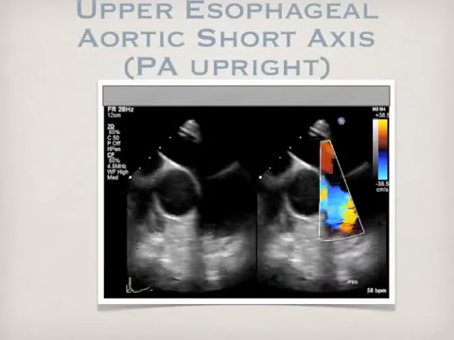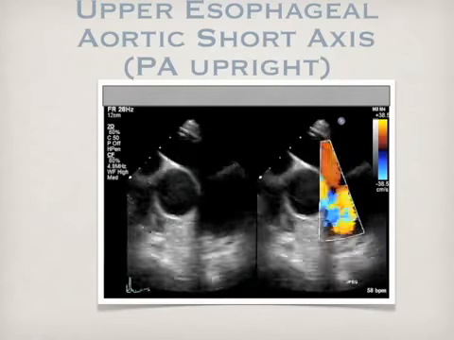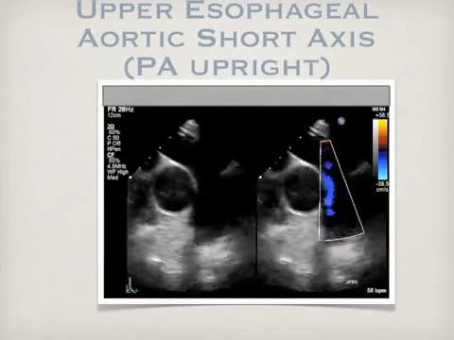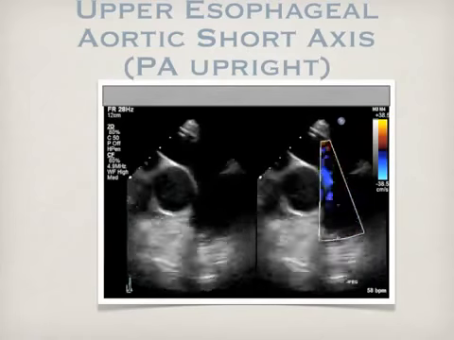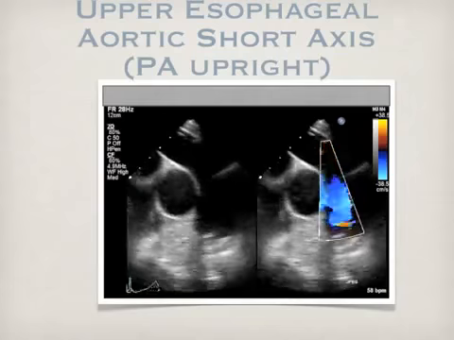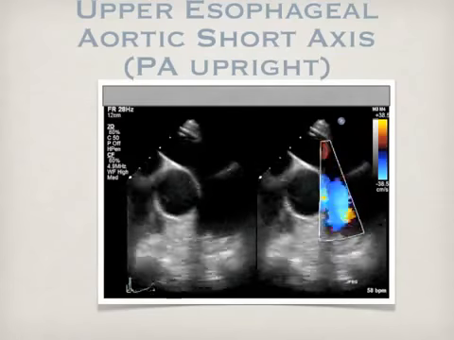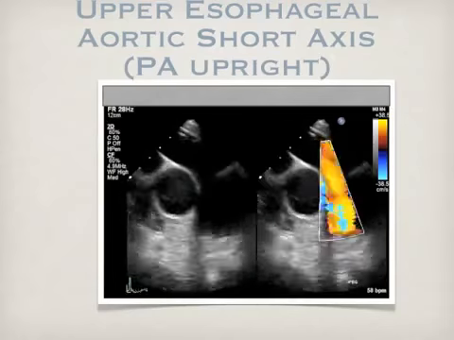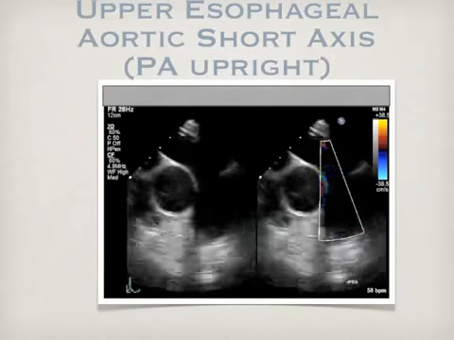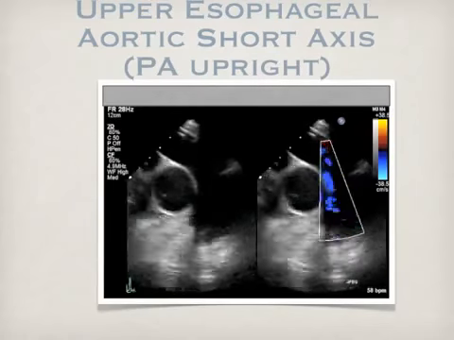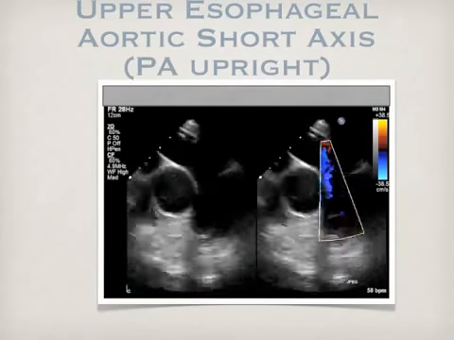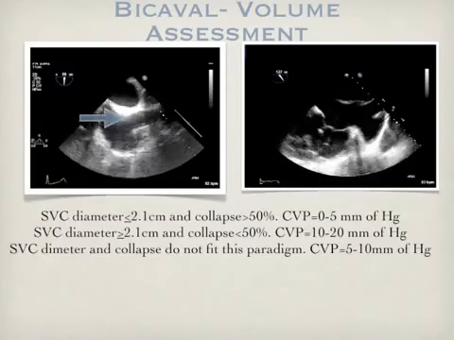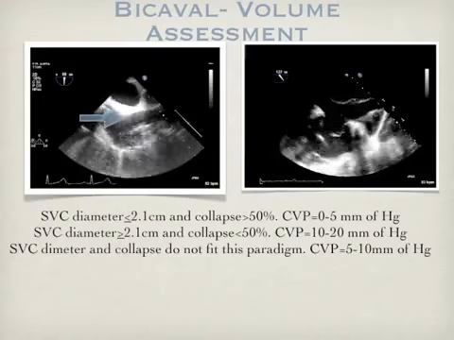In the upper esophageal aortic valve short axis view, the pulmonary artery can be seen adjacent to the short axis of the aorta. Flow in the pulmonary artery at this point is parallel to the Doppler beam, making it a useful view to trace a velocity time integral through the pulmonary artery. This can be coupled with a calculation of the cross-sectional area of the pulmonary artery to result in a right heart-based cardiac output calculation.